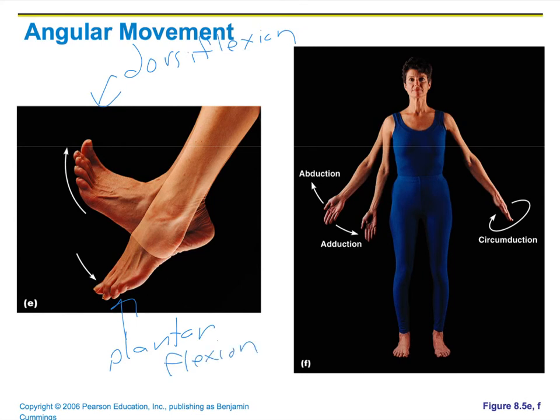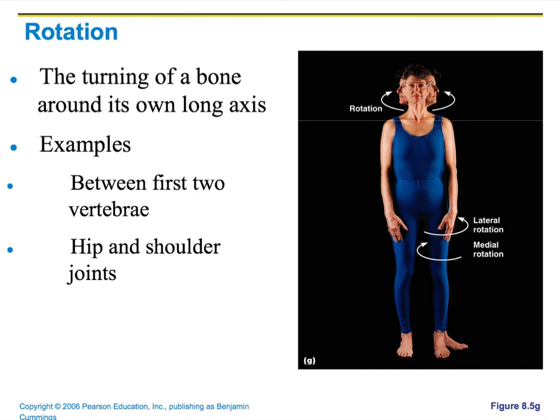I think you can see here what I mean about abduction and then adduction. You could do the same motion with your leg as well. Circumduction. Rotation, which occurs only at pivot joints. So here the head is rotating, rotation of the leg.